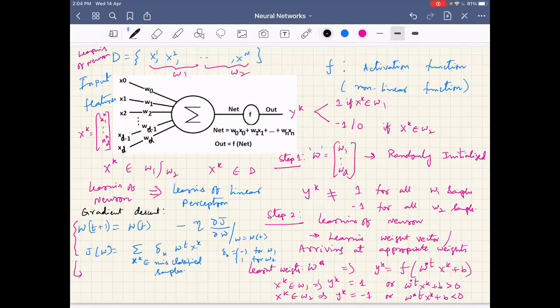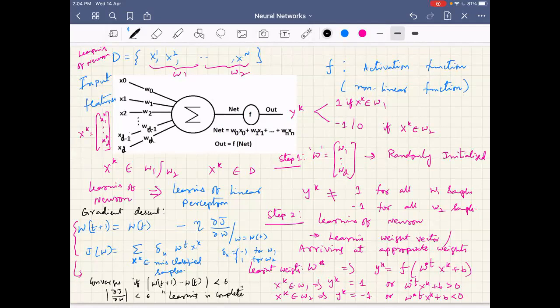And hence the convergence rule is: if W(t+1) minus W(t) is very small, or in other words, the partial derivative of J with respect to W is less than an epsilon. The gradient of the cost function with respect to the weights doesn't change. That means you have arrived at a constant slope. The learning is complete. Learning is done.